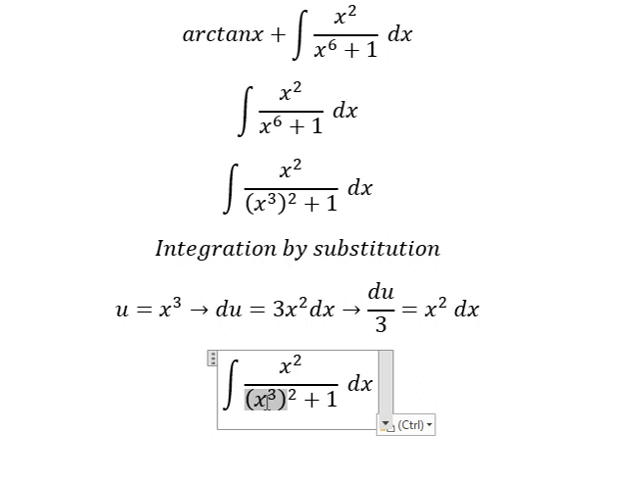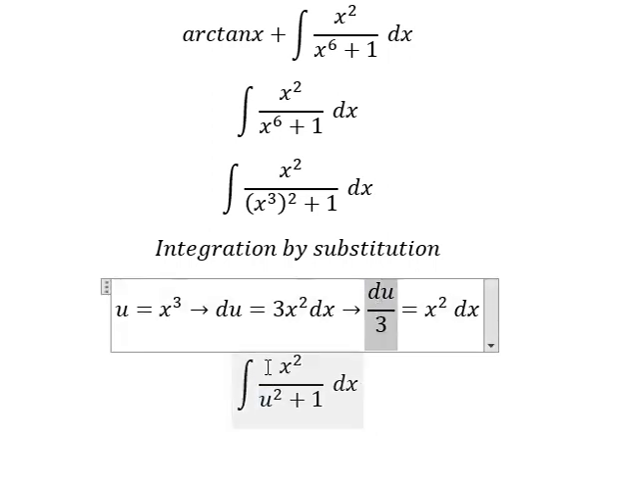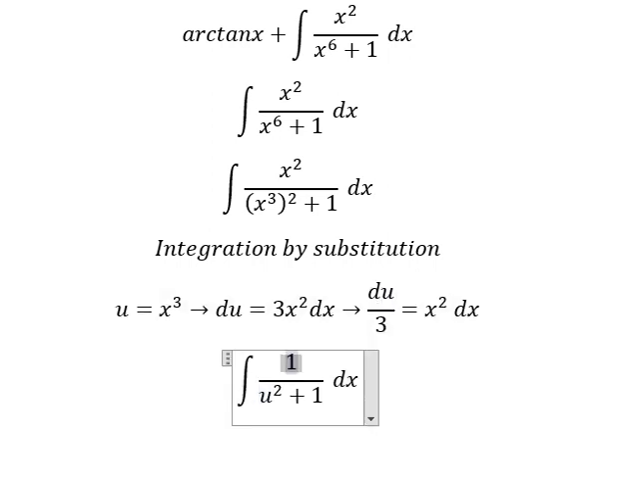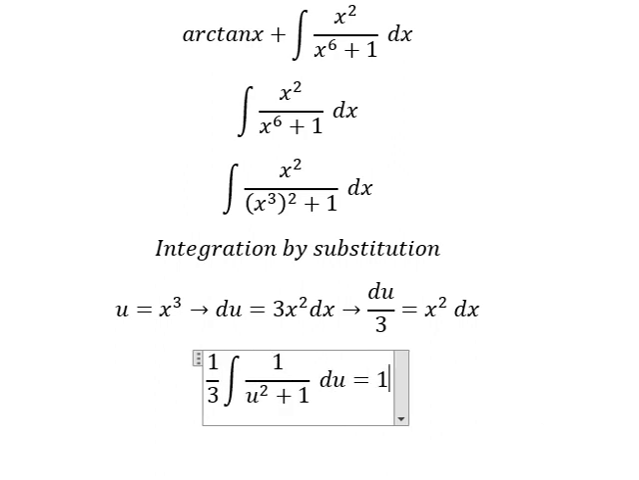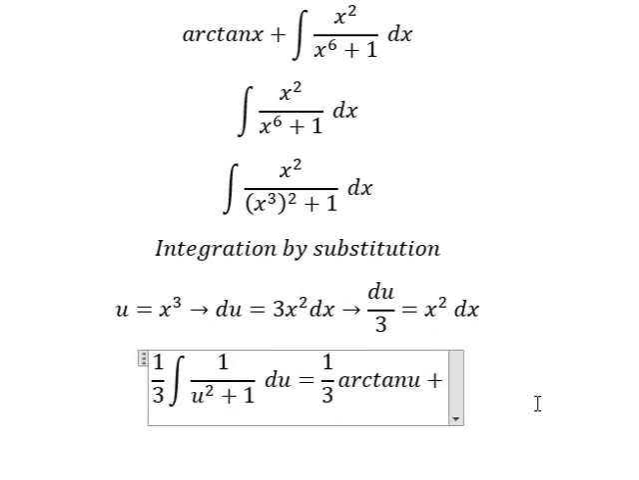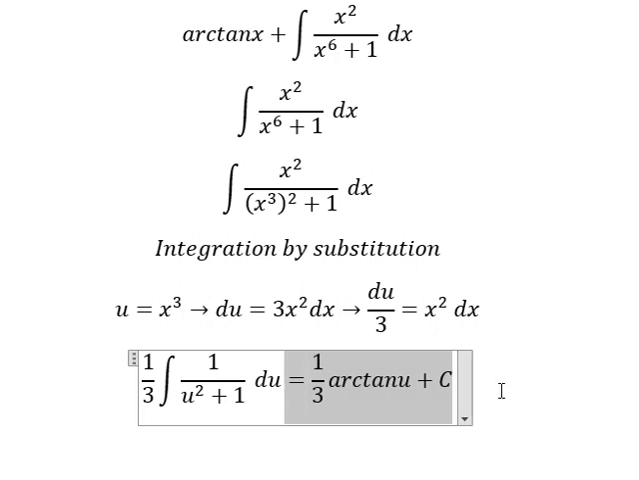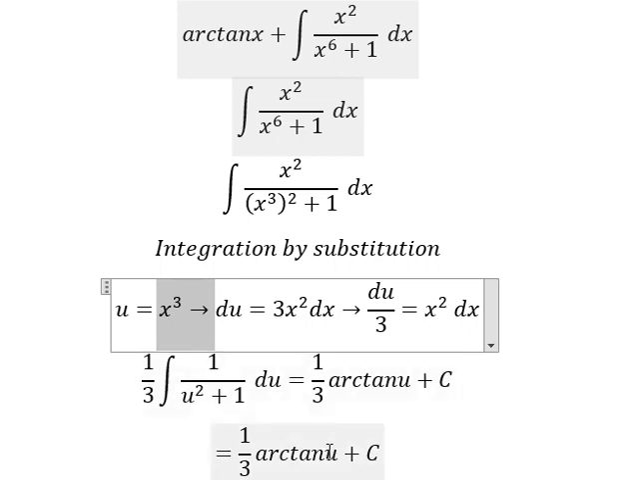So this one we change to u. x squared dx we change to this one. So the integration of this one, we have arctan of u, and I will put plus C. And u is x to the power of 3.